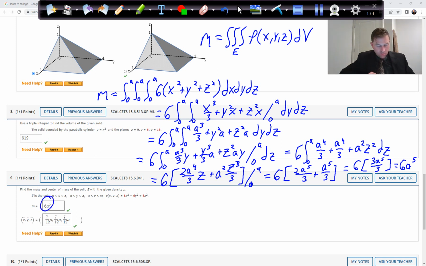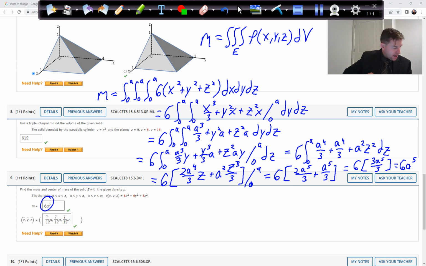Okay, now they want us to find the center of mass. And the center of mass would occur at x bar, y bar, and z bar. So it's like, where could we put something? Imagine if you could balance that cube on a pin that's located at x bar, y bar, z bar, it would be perfectly balanced. Okay, so that's the center of mass.